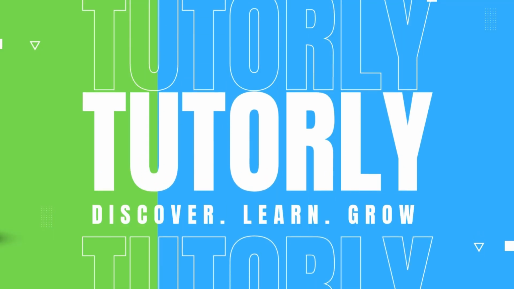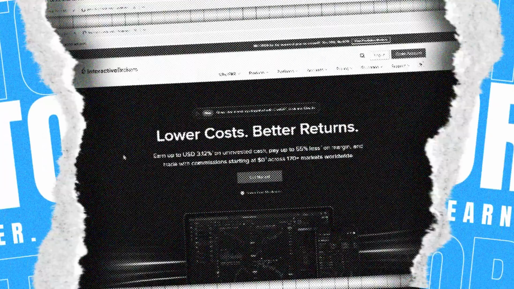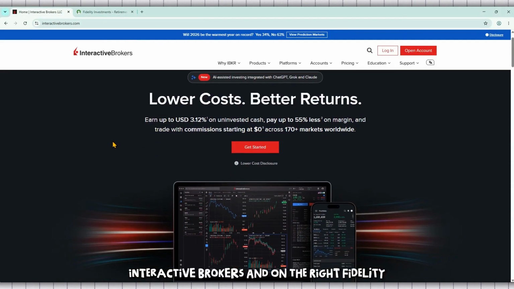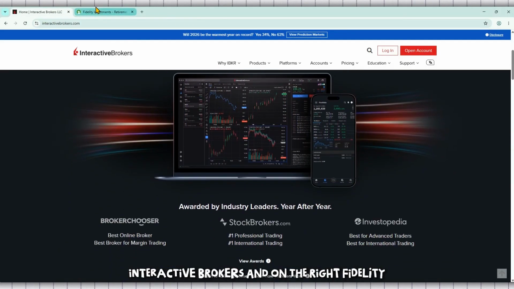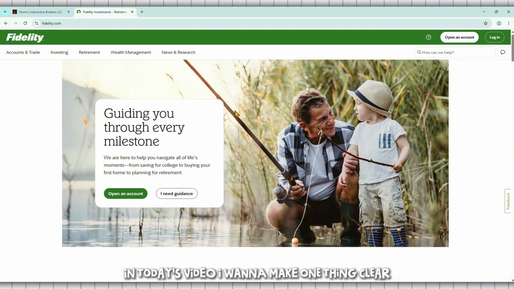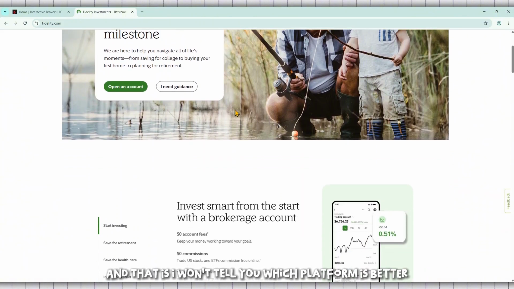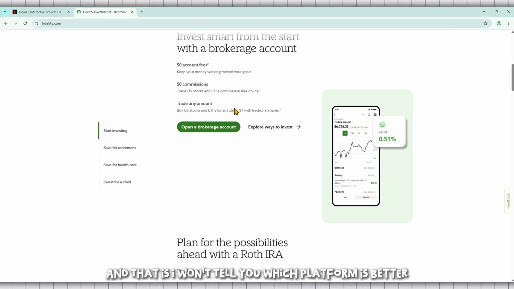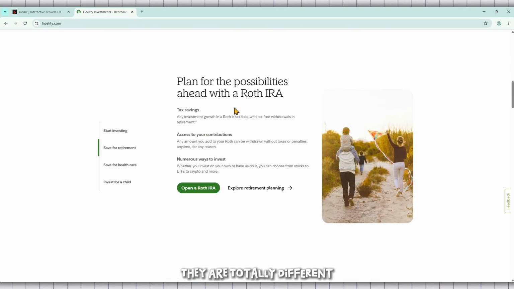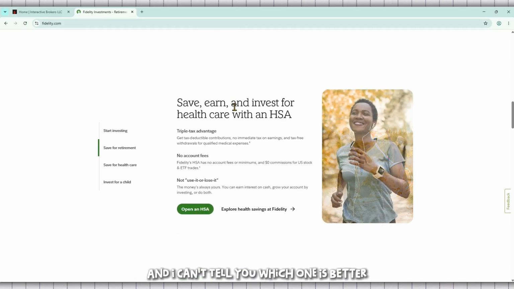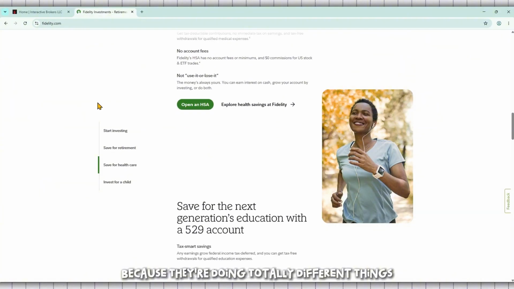So in today's video, I'm going to help you out how to choose between, on the left, Interactive Brokers, and on the right, Fidelity. In today's video, I want to make one thing clear, and that is I won't tell you which platform is better. They are totally different, and I can't tell you which one is better because they're doing totally different things.